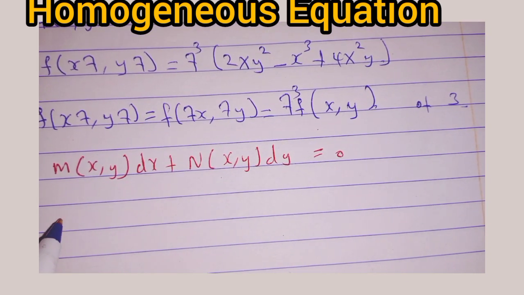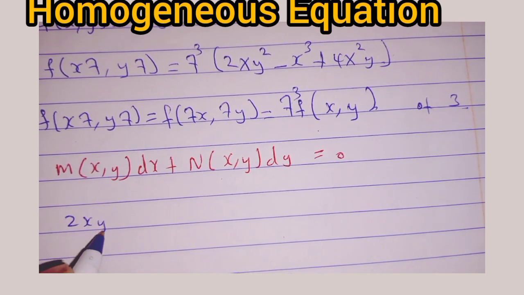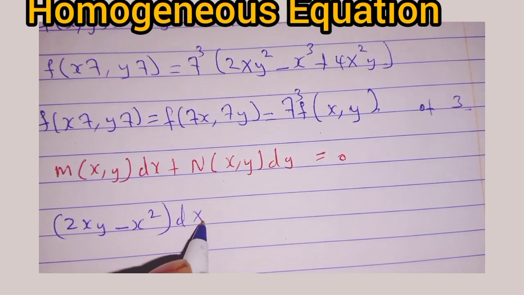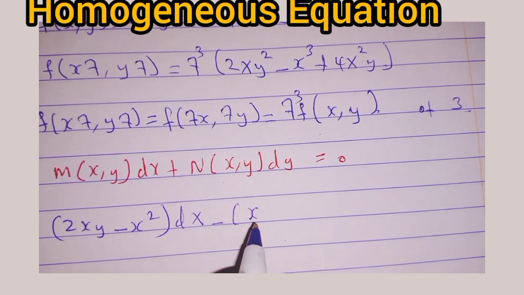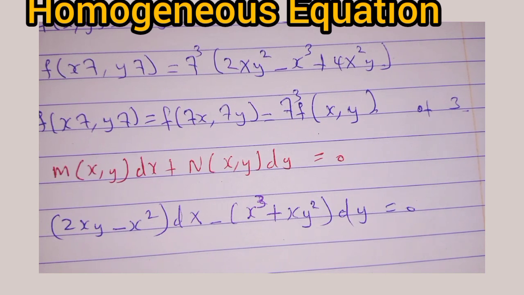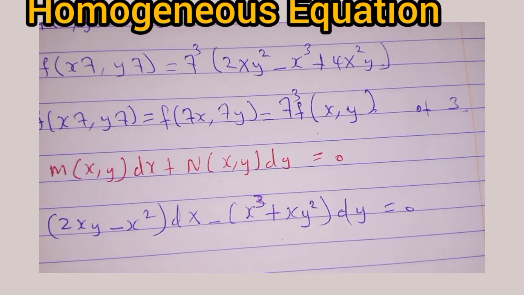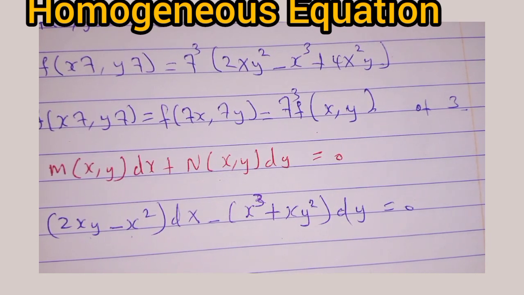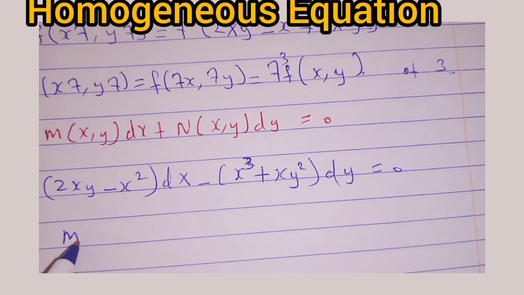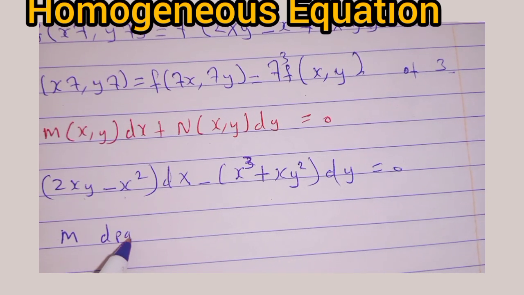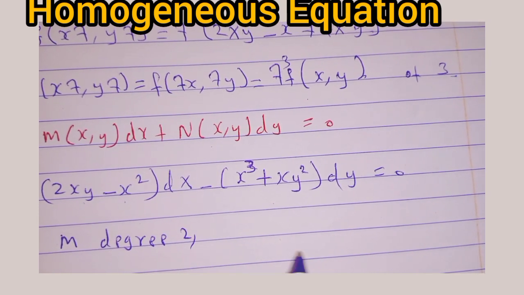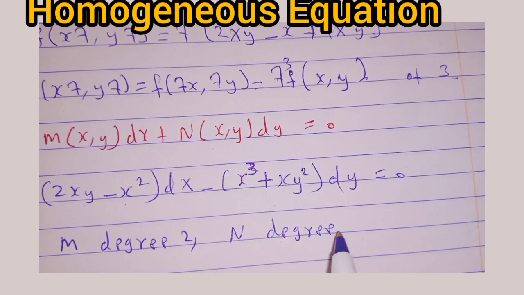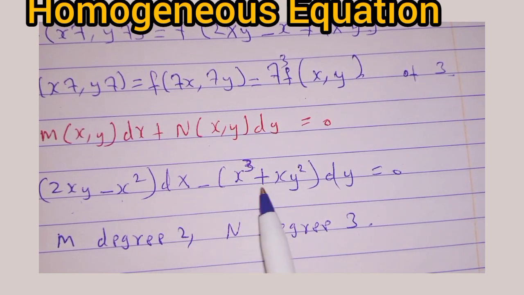So for example, let's say you are given this equation here, 2xy minus x squared dx minus bracket x squared, take this as x to the power 3. Now the question is, you determine whether this equation is homogeneous or not. Now when you consider here, this is 2, this is 2, this is 3, this is 3. So M here is of degree 2, N is of degree 3. Hence this ordinary differential equation is not homogeneous.